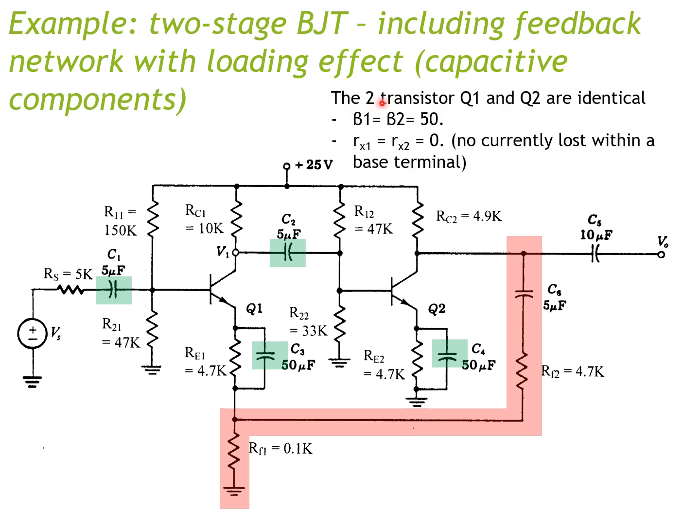So let's assume that the two transistors Q1 and Q2 are identical. That means beta 1 of Q1 will be equal to beta 2, which is equal to 50. Rx, which is the resistance between the base terminal and the inner region of the base in the transistor, we're gonna assume will be zero, so that means there is no voltage loss within the base terminal itself.